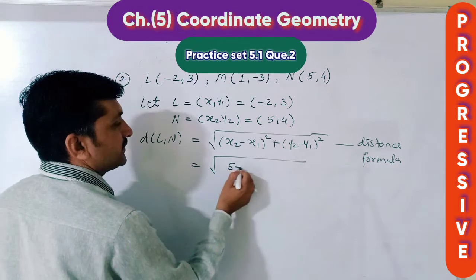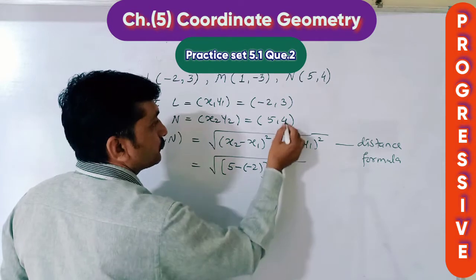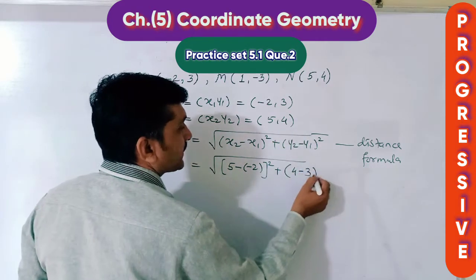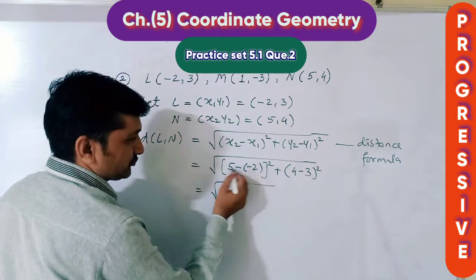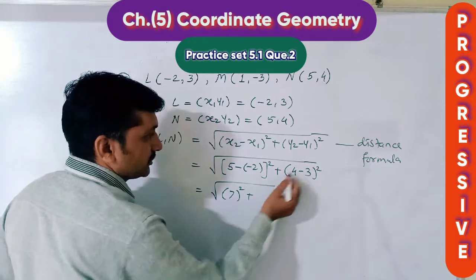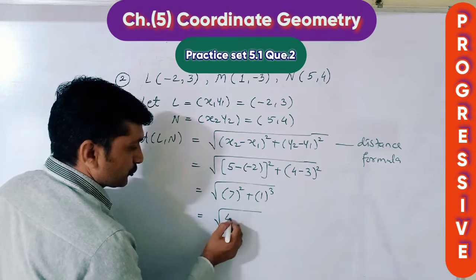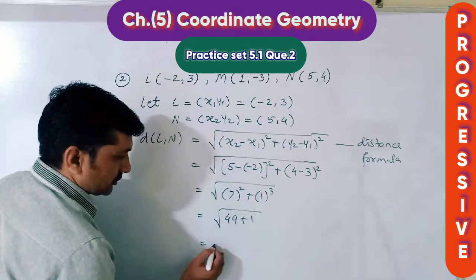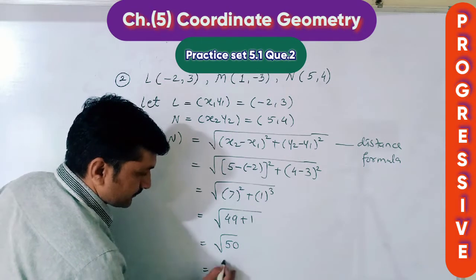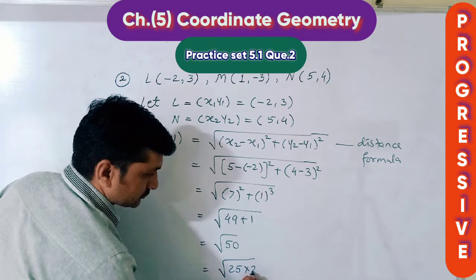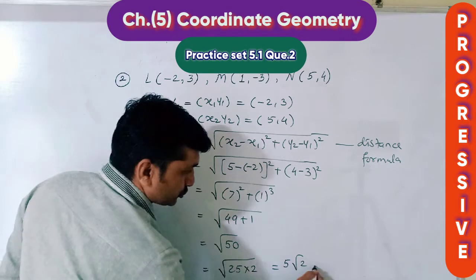5 minus minus 2 bracket square plus y2 4 minus 3 bracket square. Solve this. 5 plus 2, 7 bracket square plus 4 minus 3, 1 bracket square is equal to square root of 49 plus 1 is equal to root 50. We can split this as 25 twos are 50, and 25 is a perfect square. So 5 root 2, number 3.